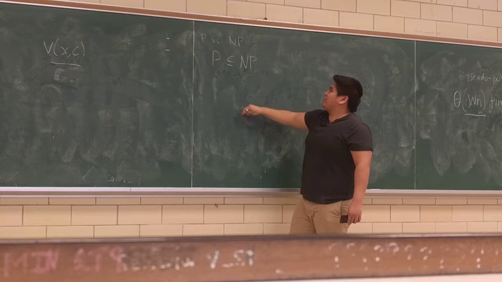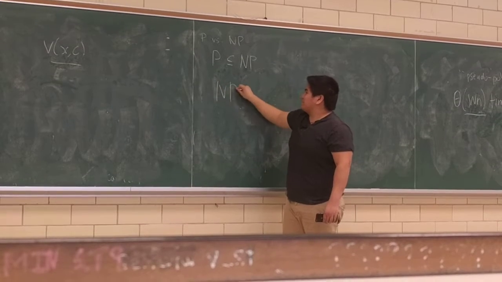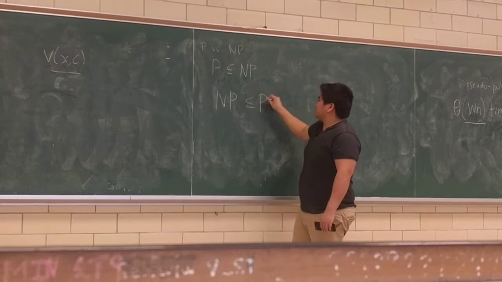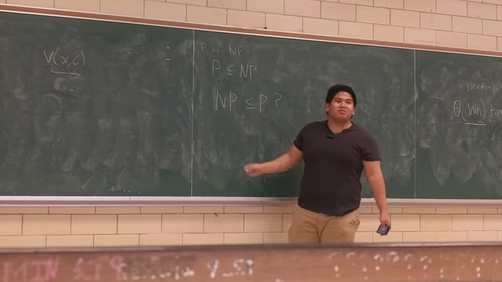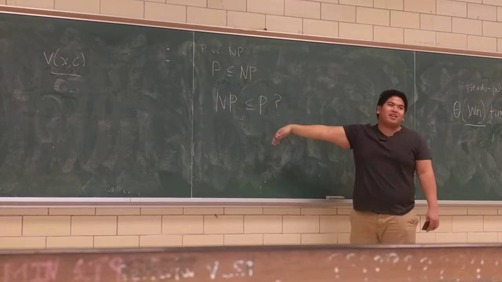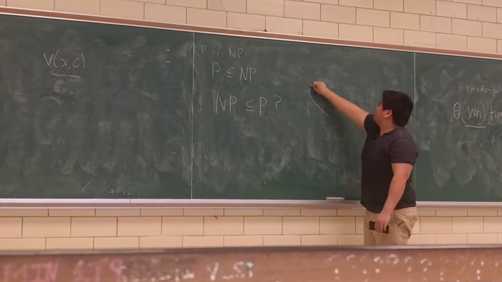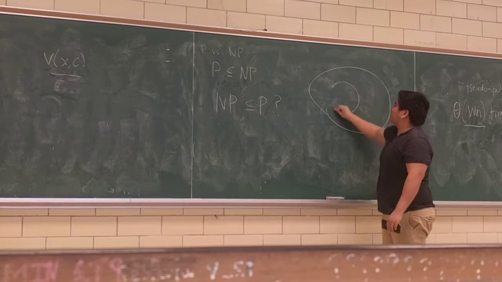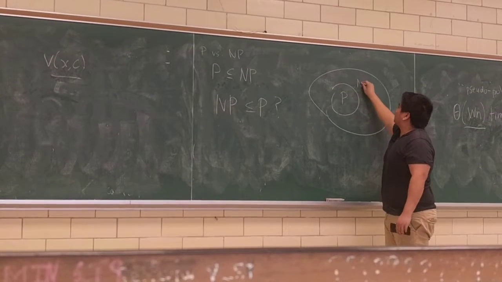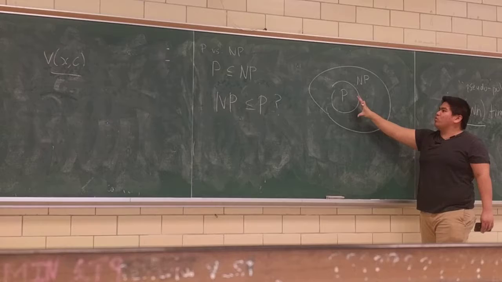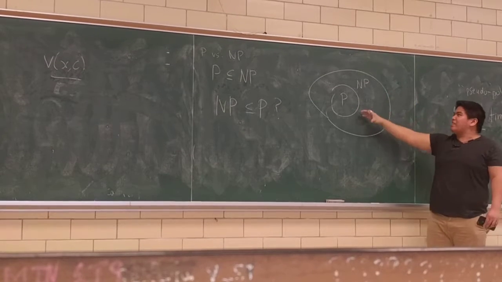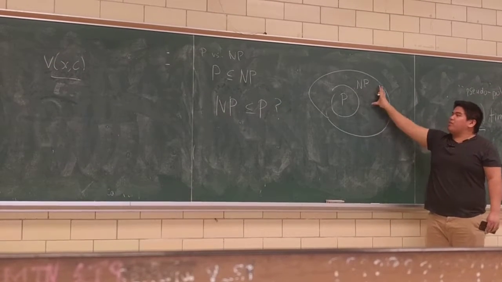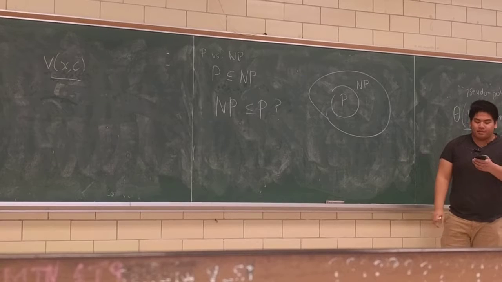But is NP a subset of P? Well, we don't know, right? Because if it is, then P is equal to NP. So right now, the graph looks like this. P is some sort of subset of NP. We don't know if P is equal to NP. So we know that P is at least some subset, but we don't know if they're equal or not, right?